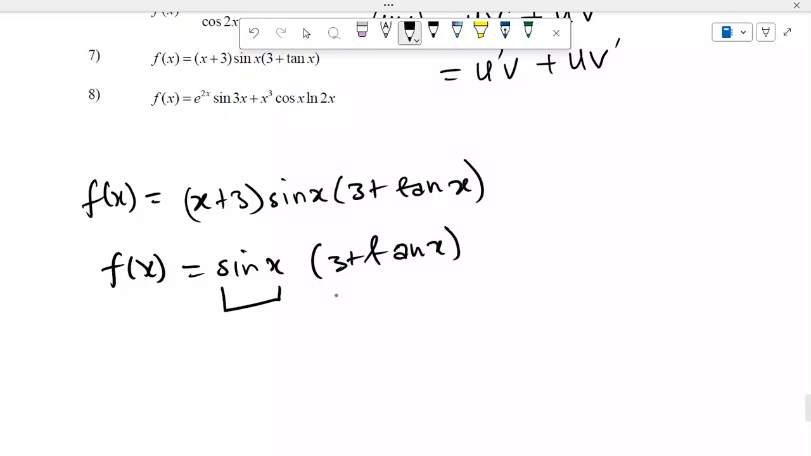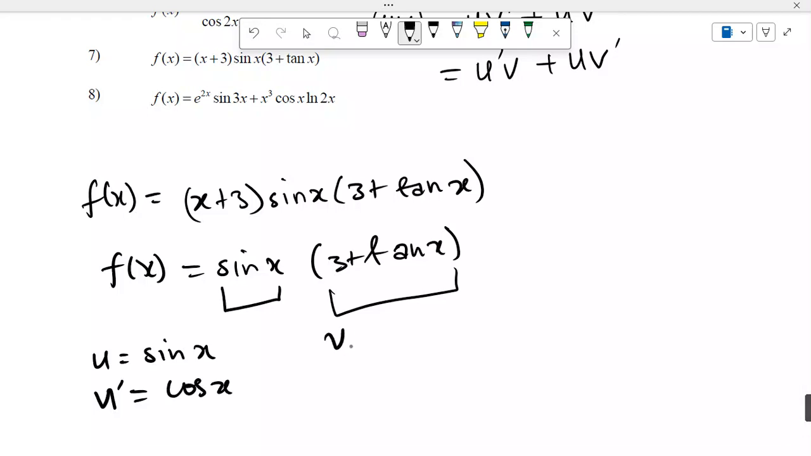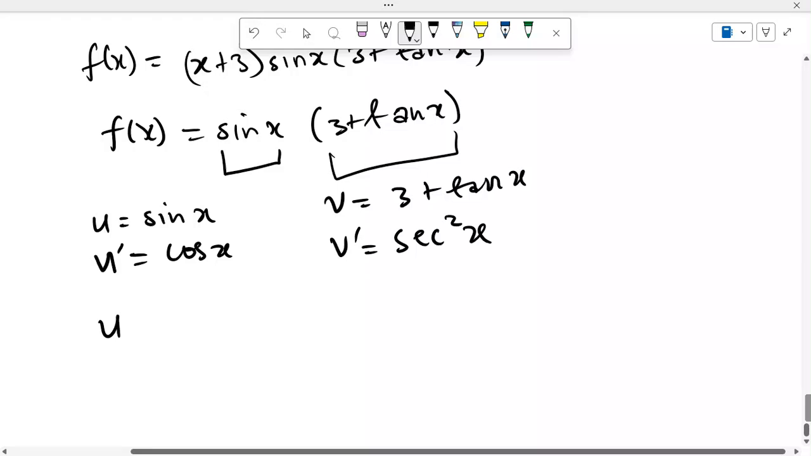So we can say this is our u, this is our v. So u is sine x, meaning u prime is, differentiating sine, cos x, and then our v is 3 plus tan x. v prime is, when you differentiate a constant, 0. It's just a number. And when you differentiate tan x, we have been meeting this for quite some time, so this will be your answer.